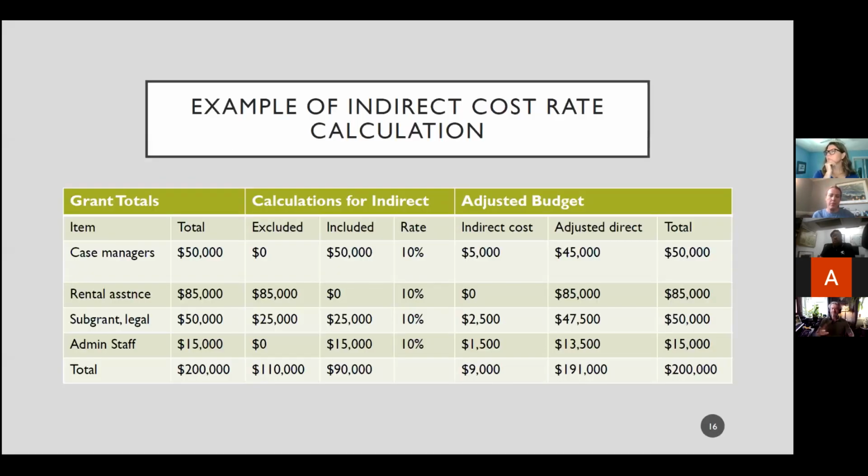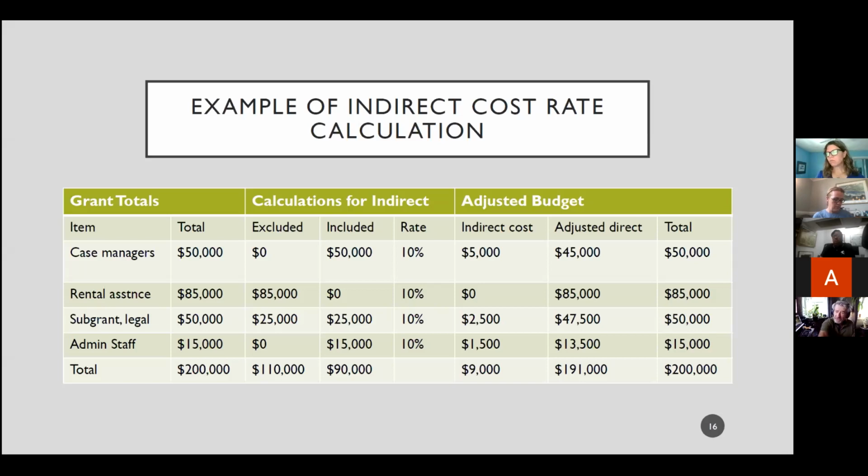Okay, now I'm trying to give this example as, so we know this is indirect, but where does it show up? Where are they? This is where it can get a little confusing. On the left-hand column, we're showing the totals of the grant. It's a $200,000 grant. And in that $200,000 grant, as you can see, we're paying $50,000 for the case managers, $85,000 for rental assistance, we've got a sub-award of $50,000, and we've got this $15,000 in admin.